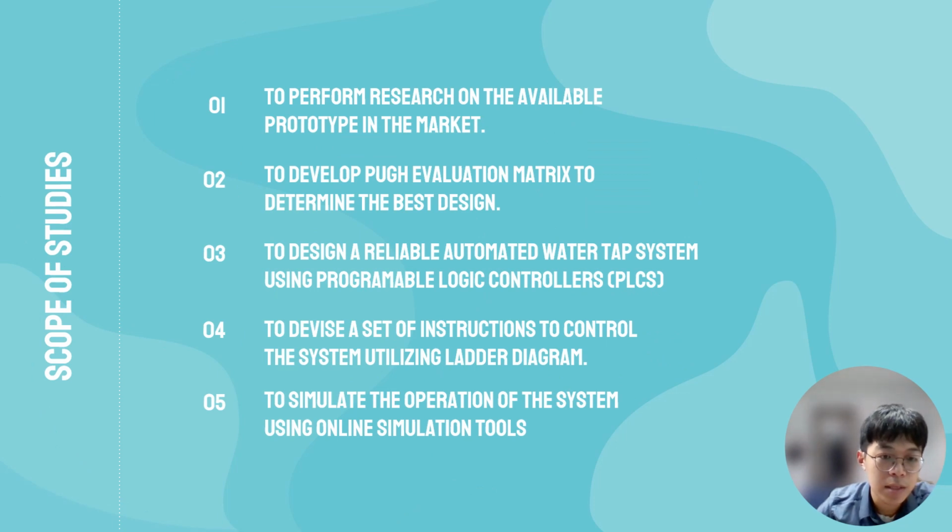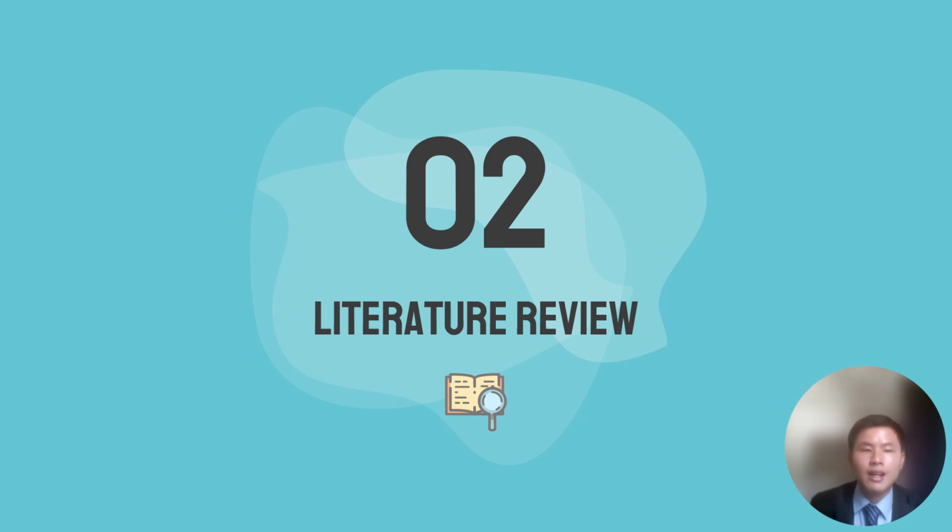Proceeding, this is the scope of study in this project. The first one is to perform research on the available prototypes in the market, followed by developing evaluation metrics to determine the best design. Next is to design a reliable automated water tap system using programmable logic controllers (PLC), followed by devising a set of instructions to control the system utilizing a ladder diagram, and finally to simulate the operations of the system using online simulation tools. Hi, I'm Yuan, and I would like to present the literature review of this project.